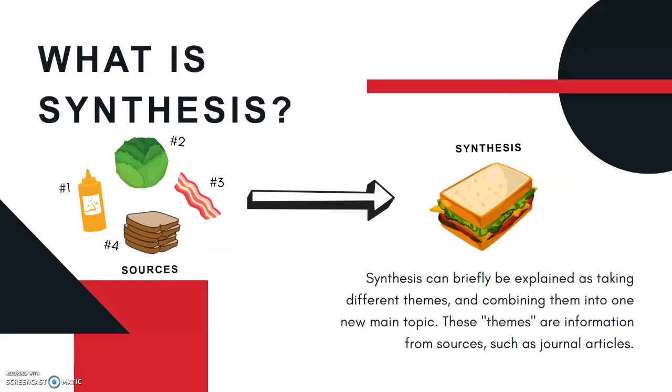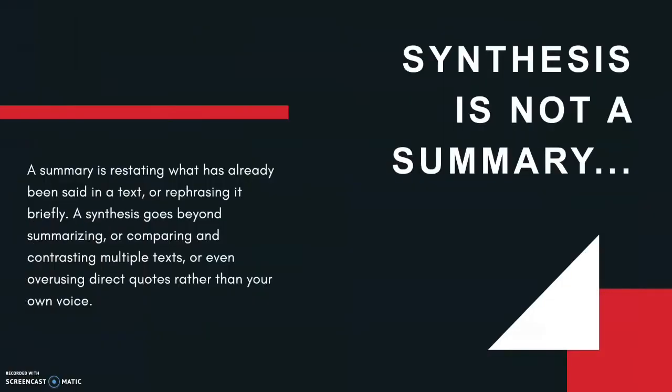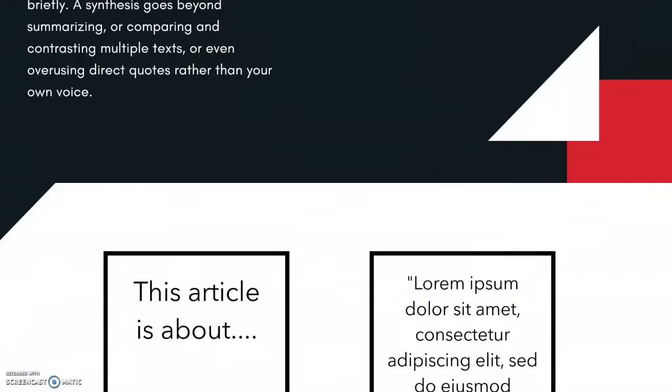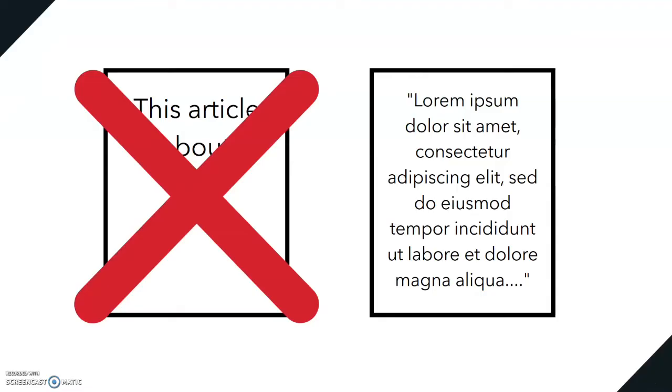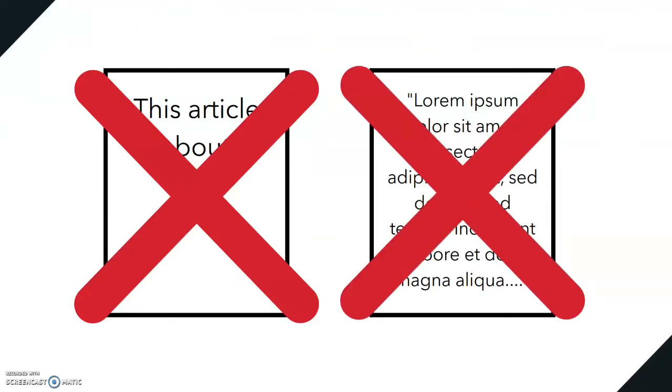Now that we have a general idea of what a synthesis is, we need to know what a synthesis is not. A synthesis is not a summary. Summaries require restating or paraphrasing a text. Synthesis goes far beyond this. Rather than summarizing what the articles are about, overusing direct quotes, and comparing and contrasting each of your different articles, you need to critically analyze them.